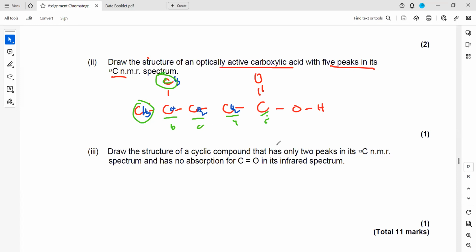Then draw the structure of a cyclic compound which has only two peaks in its carbon 13 spectrum, meaning two different carbon environments, and no absorption of C double bonded with O in an infrared spectrum. That means it is not a carbonyl group, there is no C double bonded with O. And you have to draw a cyclic compound with two peaks, meaning two different carbon environments.